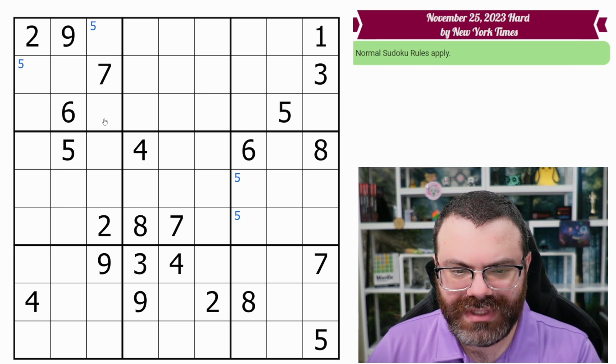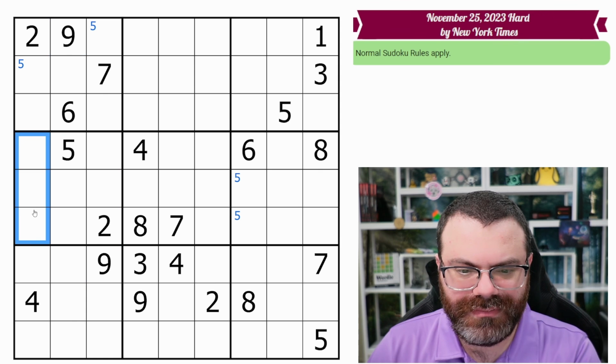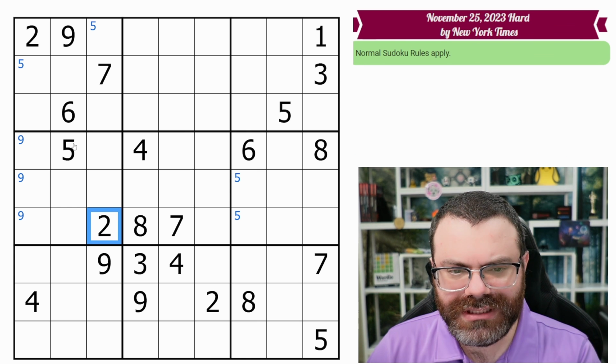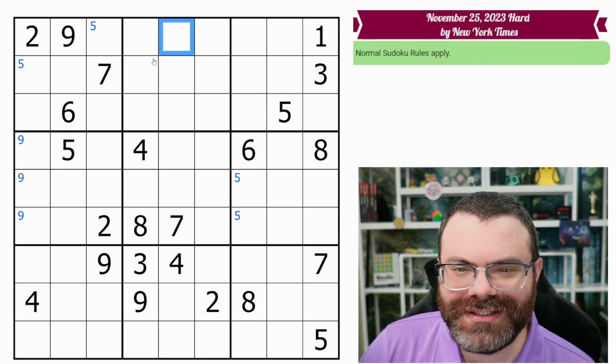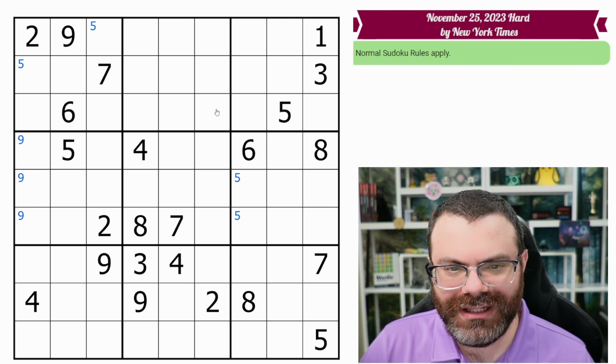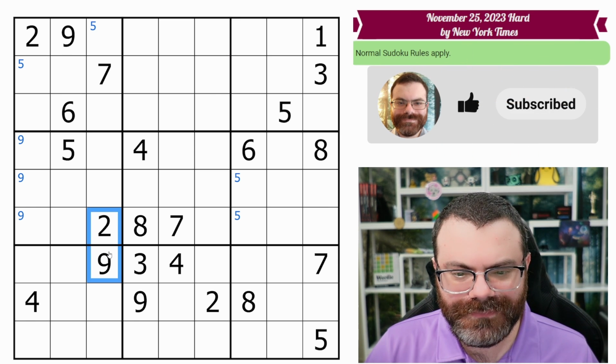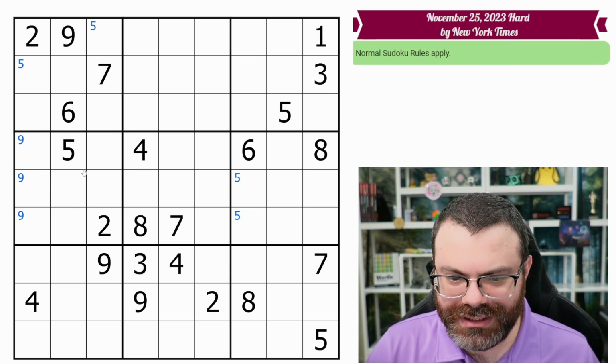I am noticing 2 9s here, so I may as well mark that here. 4, 9. Yeah, there's not much to do here. This box is blank, so that doesn't help. 2, 6, 9. Yeah, we already have the 2 and the 9 in this column. Okay, let's move on to the next band here.